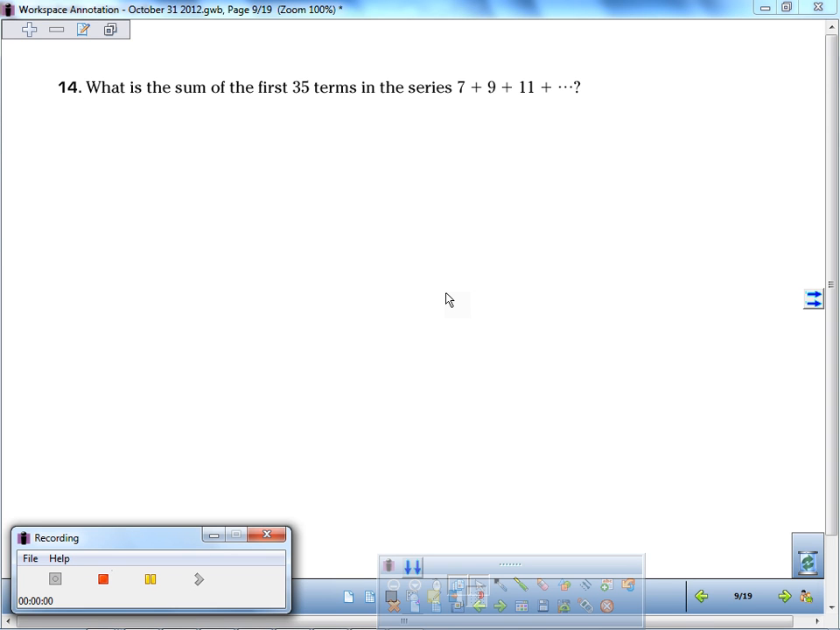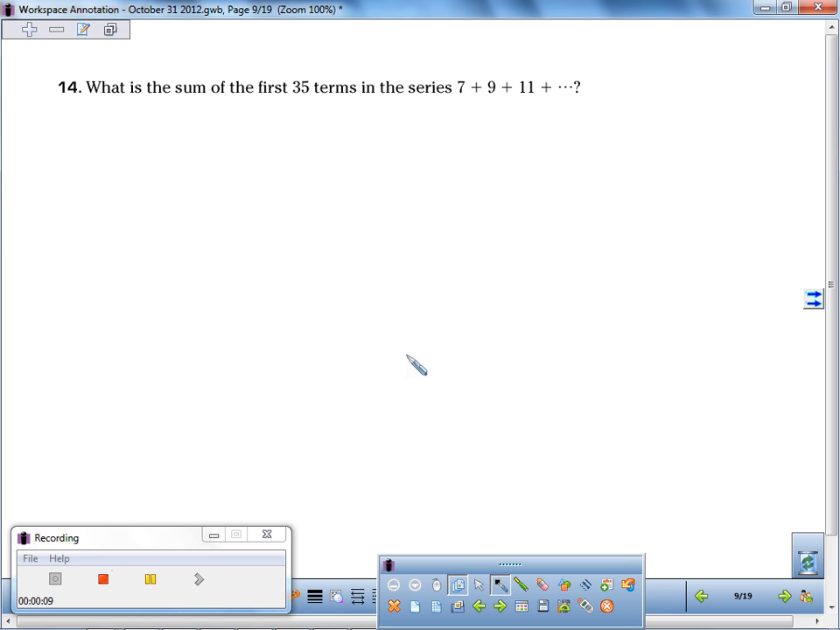On this one, what's the sum of the first 35 terms? Okay, so we're going to have to switch formulas for part of this. The formula for this, remember, is S sub n equals n over 2 times a1 plus a sub n.